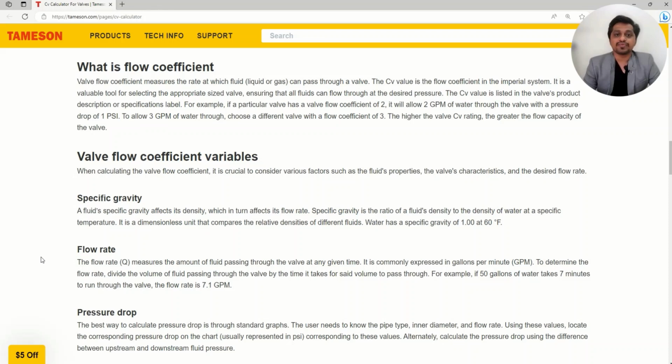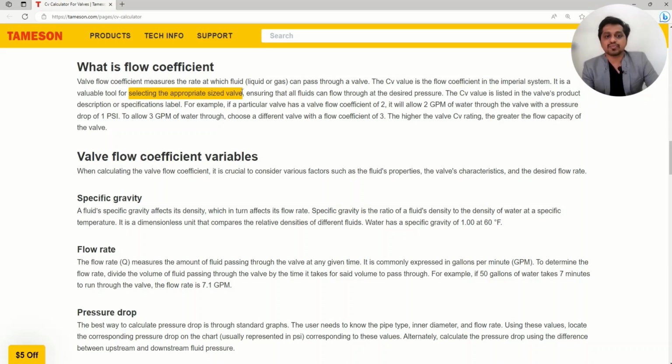So what is the flow coefficient? This is the first question: why it is important and what it is. The flow coefficient measures the rate at which the fluid, it might be liquid or gas, can pass through the valve. So indirectly it indicates the valve size. If you require a large flow rate, you have to go for a larger solenoid valve, or you must check the flow coefficient of the valve. We will see how this flow coefficient is correlated with the flow rate.